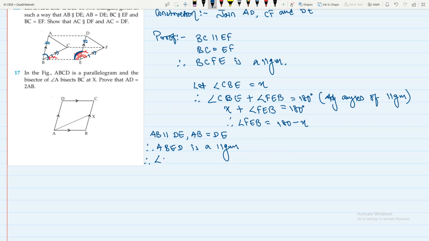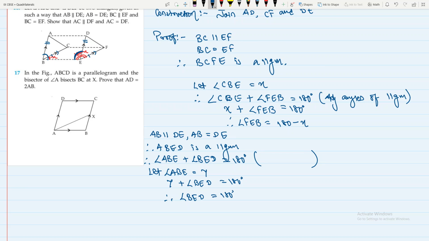Therefore, angle ABE plus angle BED is equal to 180 degrees. Now, reason क्या होगा इसका? Adjacent angles of a parallelogram. So, let angle ABE is equal to y. ये जो पूरा एंगल है ABE, इसको हम लोग ने क्या ले लिया? y. ABE को हमने ले लिया y. ठीक है. So angle ABE is y. So y plus angle BED is equal to 180 degrees and therefore angle BED is equal to 180 minus y.